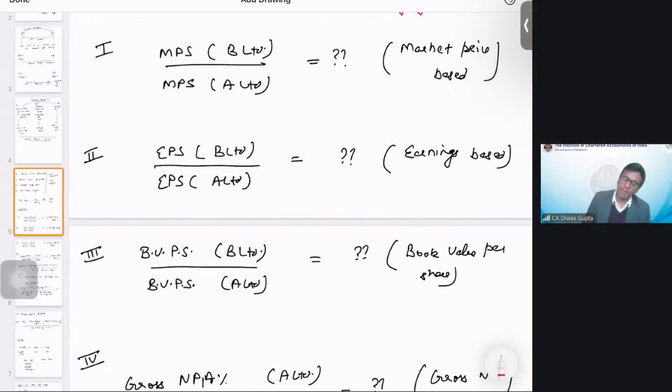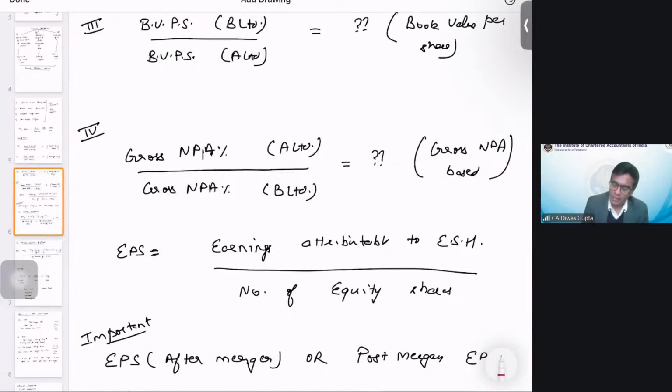Then book value per share of B Limited divided by the book value per share of A Limited. This is for the book value per share. Then gross NPA of A Limited divided by the gross NPA of B Limited. Now here there is a swap.